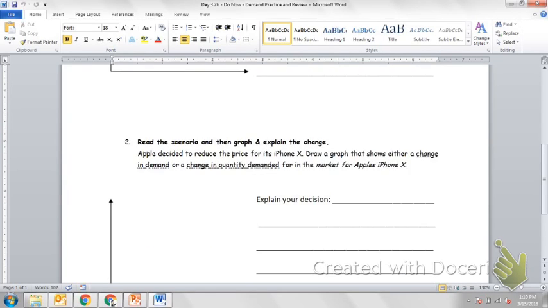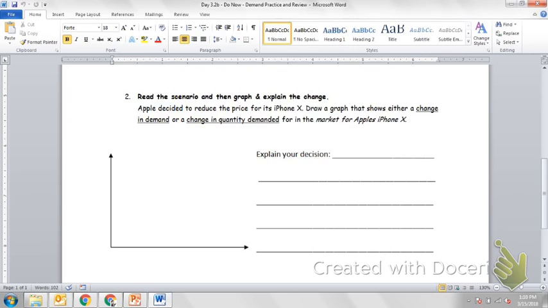For number two, we see that Apple reduces the price for iPhone 10. And what's the change? Is this a change in demand or change in quantity demanded in the market for the iPhone 10? Well, there's only one product here. And what's happening to that product is that there's a change in price. And therefore, it's going to be a change in quantity demanded, not a change in demand. So we're going to be staying on the curve. We're going to show movement on the curve.